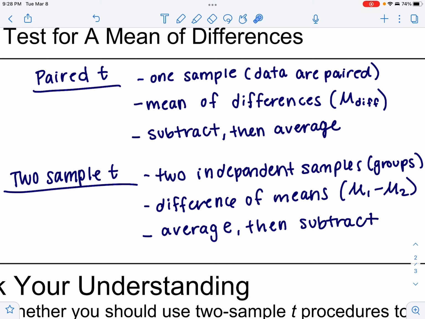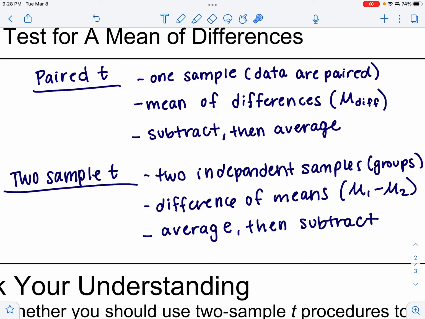A paired t will say that we are finding the mean difference sometimes, right? We are looking for mu sub difference. We're looking for the average of all the differences. Those words would also help you tell that it is a paired t-test. And the big difference is that for a paired t-test, we are going to first subtract in our pairs, and then we're going to take those differences and average them.